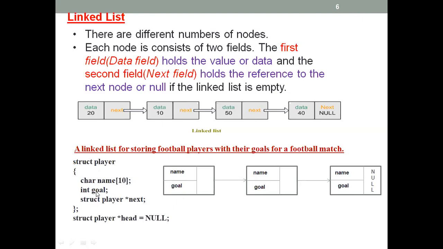How many goals? 1 goal, 2 goals, or 3 goals. That's why we have an integer. So the name and goal are the data here. This is pointing to the next field: name and goal, name and goal. After the structure, the player is pointing to the next field. Then after that, we have a structure player, head, and NULL. The last one is going to be NULL. Okay, thank you.